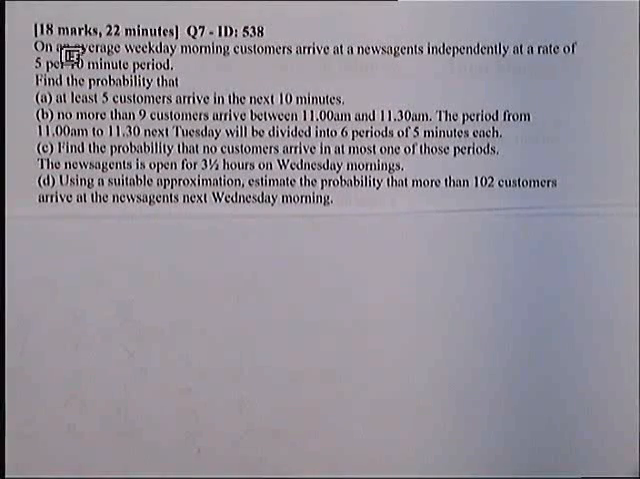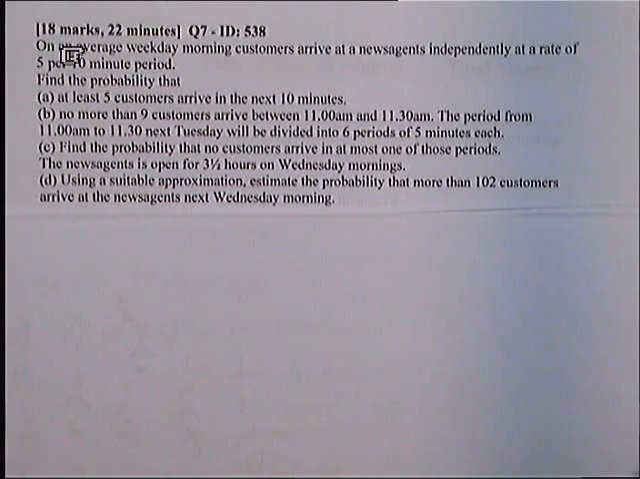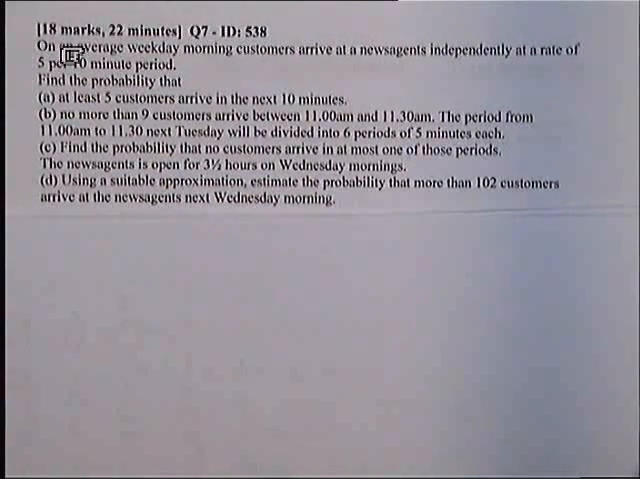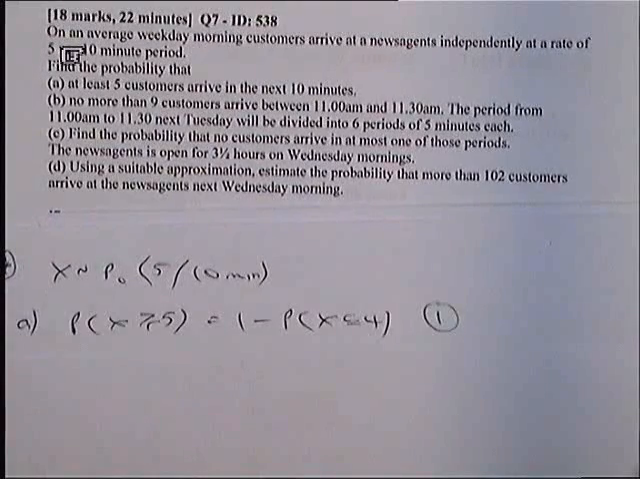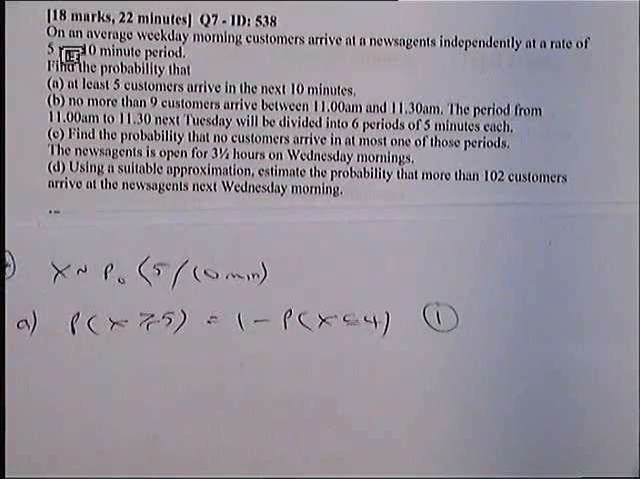On an average weekday morning, customers arrive at a newsagent independently at the rate of 5 per 10-minute period. Find the probability that at least 5 customers arrive in the next 10 minutes. So it's Poisson, lambda is 5 every 10 minutes. We just want the probability of 5 or more, at least 5.